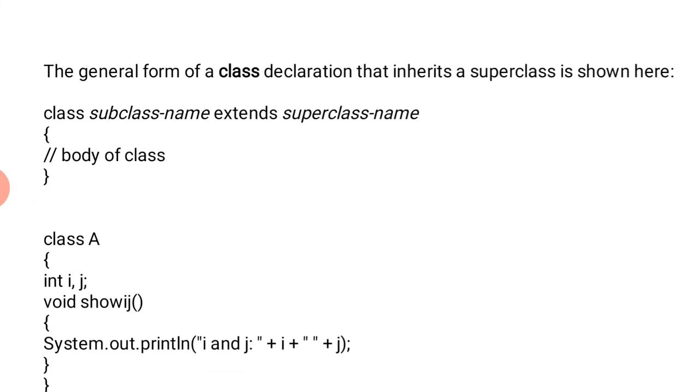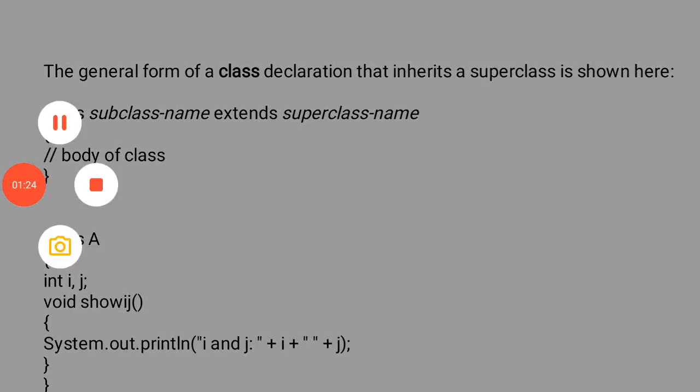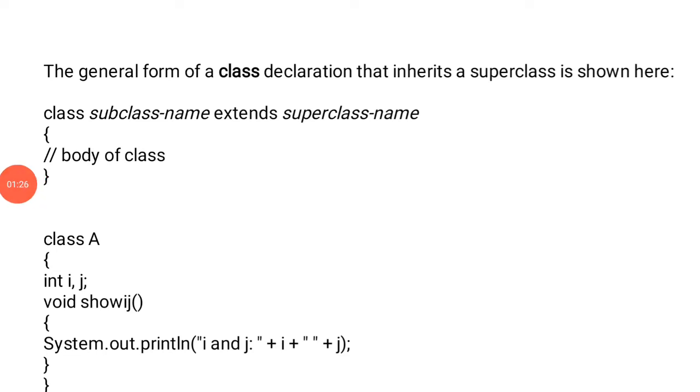Let us see the syntax for inheritance. Class keyword followed by the name of the subclass, then extends keyword followed by the name of the superclass, immediately followed by the body of the subclass. In the body of the subclass, you can define the instance variables and methods which are specific to the derived class. That means your subclass will have all the instance variables and methods defined in the parent class as well as the instance variables and methods defined in it.